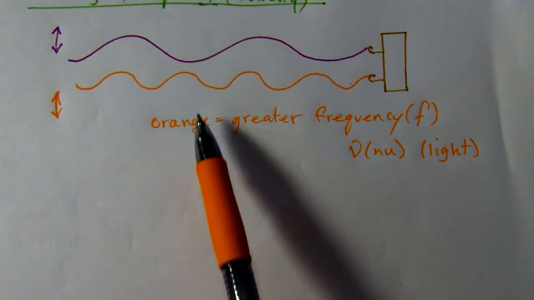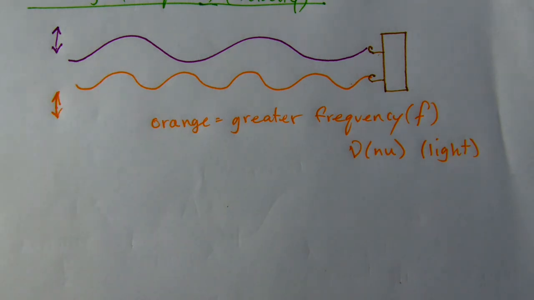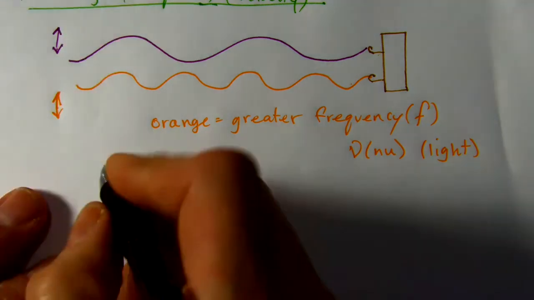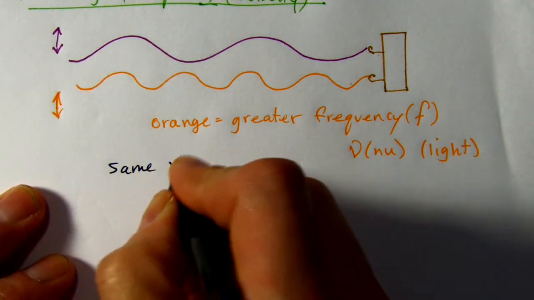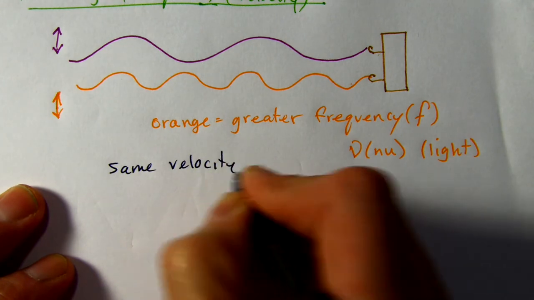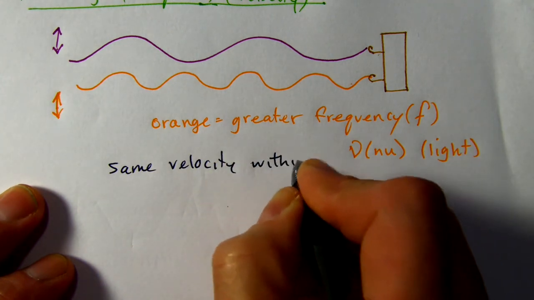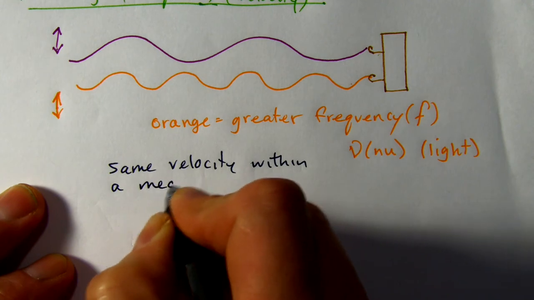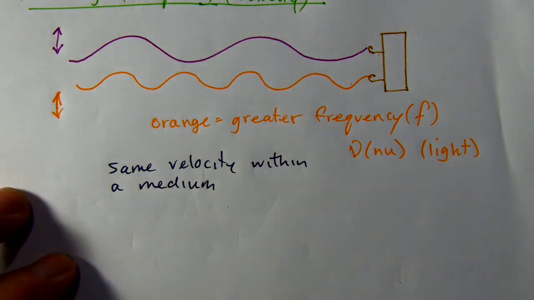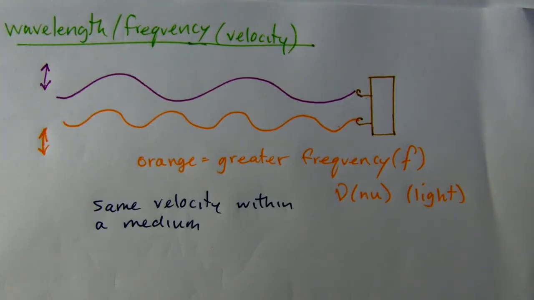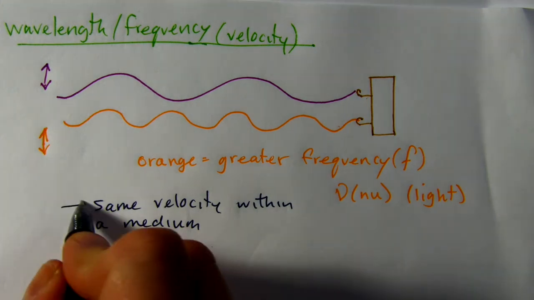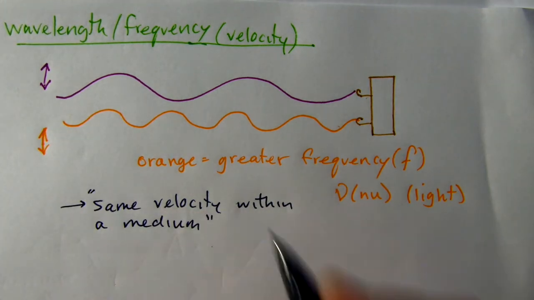Okay, but let's go back here for a second. They both have a wavelength and they have a frequency, but they have a different frequency. We talked about that. However, they have the same velocity. They have the same velocity within a medium. And that's going to be very important. So I hope you're paying attention to this, because while it's pretty easy with ropes and strings, it gets a little confused with light. Okay? So you have to remember this, that you have the same velocity within a medium.